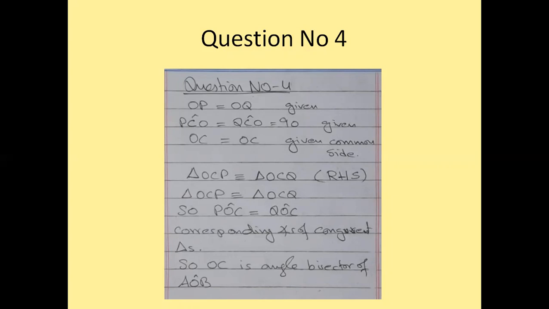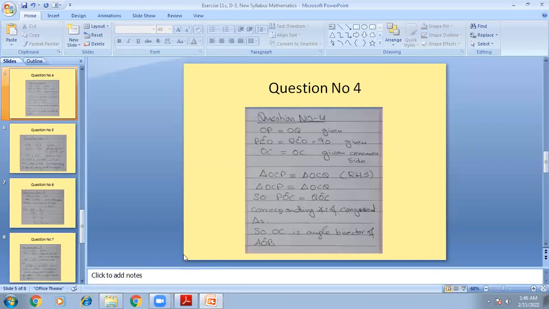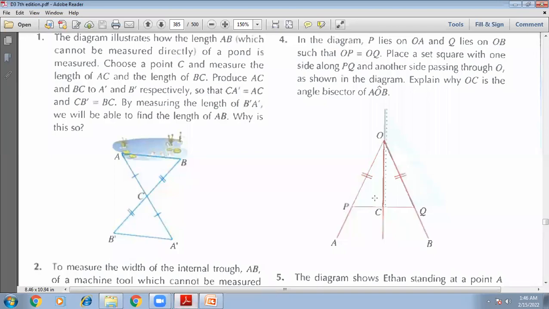Because these two triangles are congruent to each other, the angle POC will be equal to the angle QOC. The reason is that these are the corresponding angles of the congruent triangles. So because POC and QOC are equal to each other, I can say that OC is the angle bisector of angle AOB. I hope you understand, and I hope you can see the set squares there. If you have your book with you, you will be clearly able to see that set square placed here.